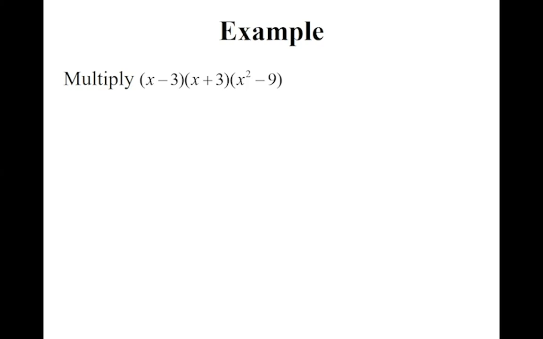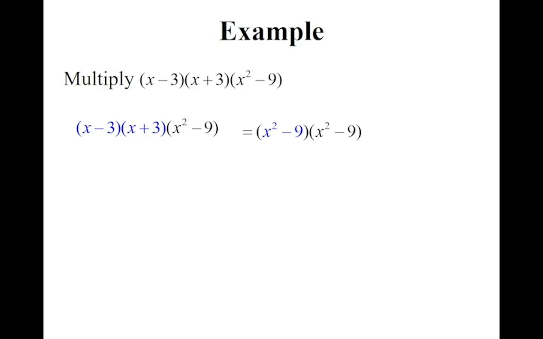I see 2 of these polynomials that are very nice to be multiplied together. For instance, the x minus 3 times the x plus 3. We can do that first using our multiplication formula. That turns into a difference of squares. Square the first, subtract, square the second. X squared minus 3 squared, or x squared minus 9.